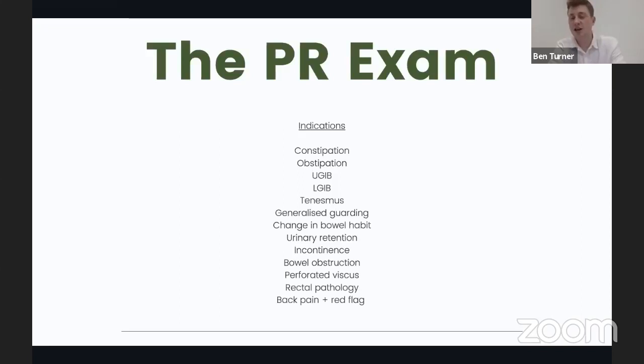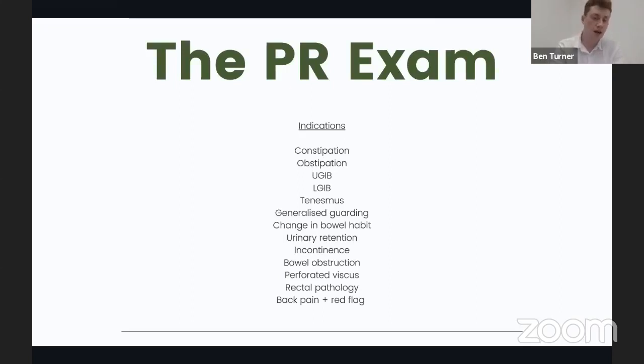Perforated viscus, again, you don't know which viscus is perforated, so a PR is generally indicated there. And then also you've got your medical conditions like back pain with a red flag symptom like bilateral sciatica. Okay, so that's something to briefly touch on.